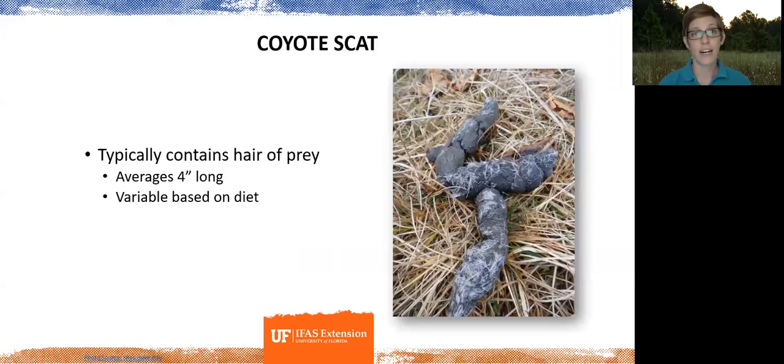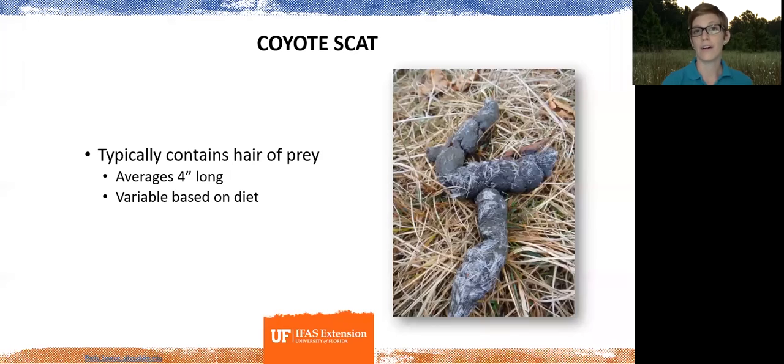And if you don't have tracks, but you have scat, if you want to whip out your measuring tape, somebody had the fun job to find the average length of coyote scat, which averages 4 inches long. This can obviously be quite variable, but this is, again, on average. It will often contain hair of the prey. And when it does, that also helps to maintain the shape of coyote scat, which is helpful for identification.